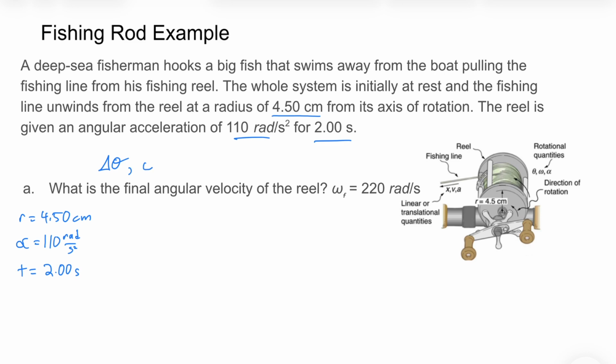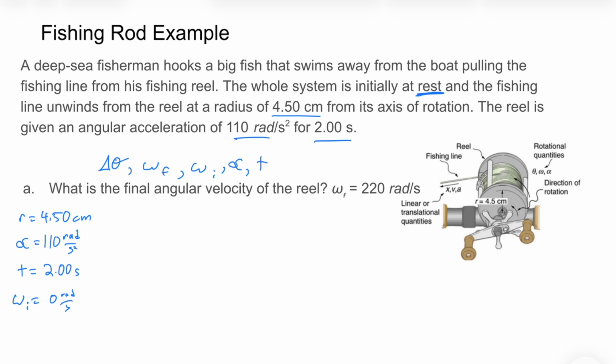So we need delta theta, our final angular velocity, our initial angular velocity, our angular acceleration, and our time. Those are our five rotational kinematics variables. So you've only got two of them so far. We need to find a third one. And the third one is that our system starts at rest. So our initial angular velocity was 0 radians per second.